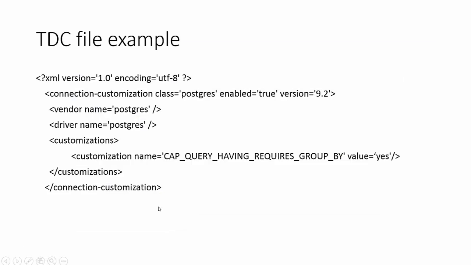So an example of a TDC file is here, and I'll leave this on the screen. But you can see it literally is just an XML version, and then you've got your customizations. If you've got multiple customizations, all you need to do is within the customizations area, just add in the extra components that you're after.